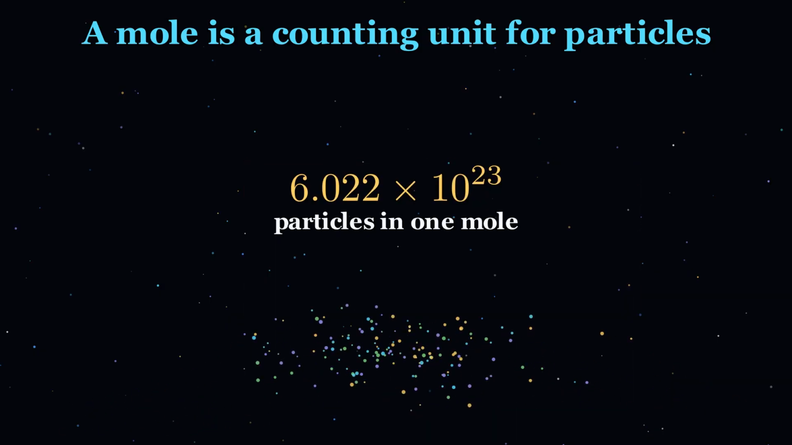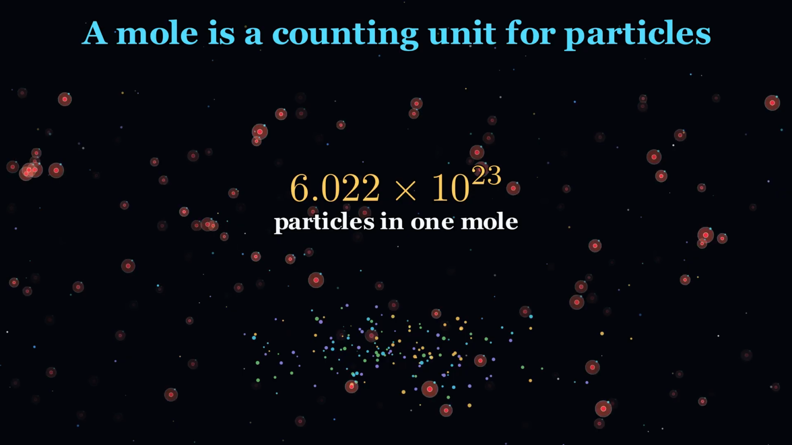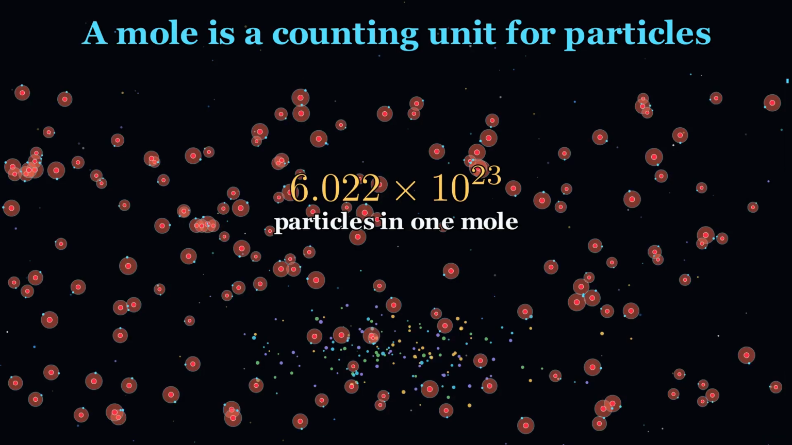That number is called Avogadro's number. It is 6.022 times 10 to the power of 23. So 1 mole means 6.022 times 10 to the power of 23 particles. That is a seriously huge count. Not 12, not 1,000, not even 1,000,000. A mole is made for counting tiny particles in massive groups.